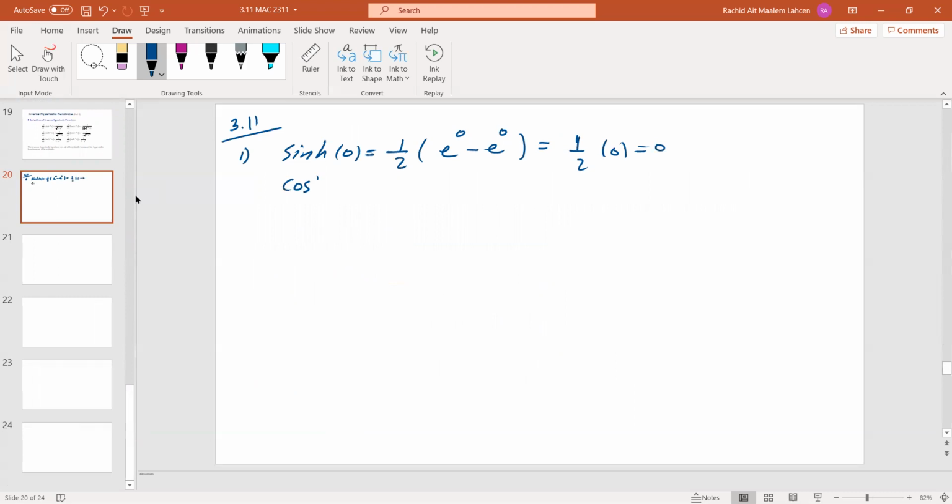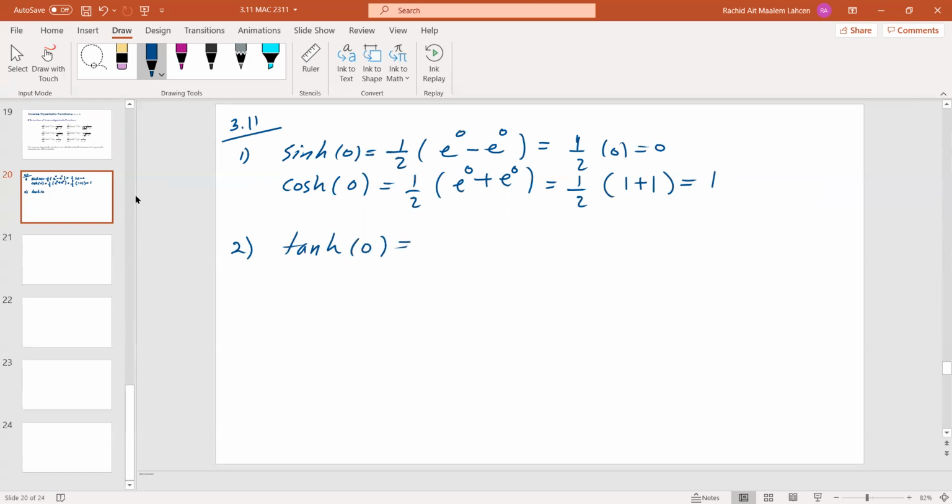Let's say we're asked for the hyperbolic cosine of 0 to see the difference. And that's 1 plus 1 over 2, right, so 1. Question 2, for example, you're asked to find the hyperbolic tangent of 0.